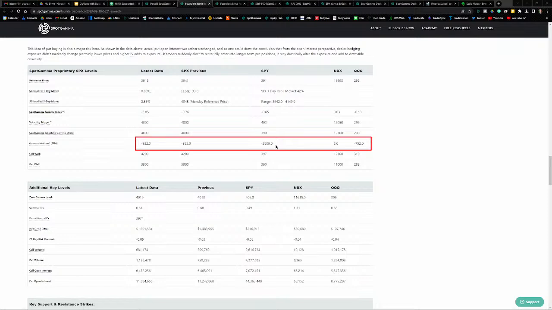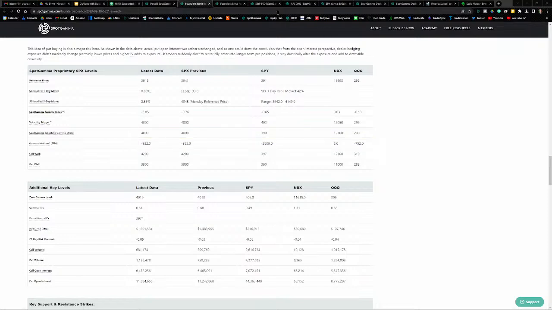So these numbers did become more negative from yesterday. Yesterday SPX gamma notional was minus 429. Today it's minus 932. And yesterday SPY gamma notional was minus 2026, and today it's minus 2809. Again, extremely negative. And then for QQQ gamma notional, yesterday was minus 506, and today it's minus 752.